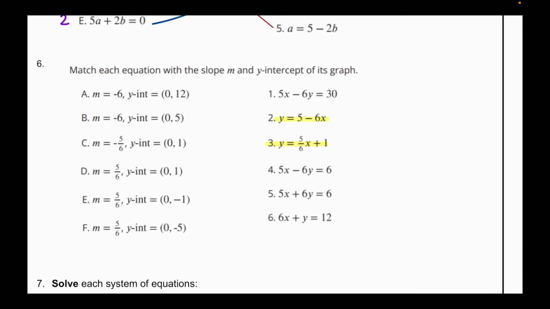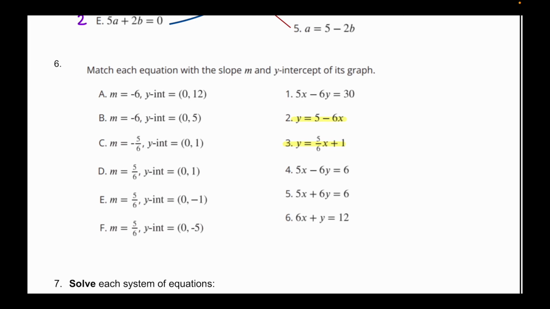So I'm just going to write that form over here just as a reminder to myself: y equals mx plus b, where m is slope and the y-intercept is (0, b). Okay, so based on number 3, my y-intercept should be 1, and my slope should be 5/6.